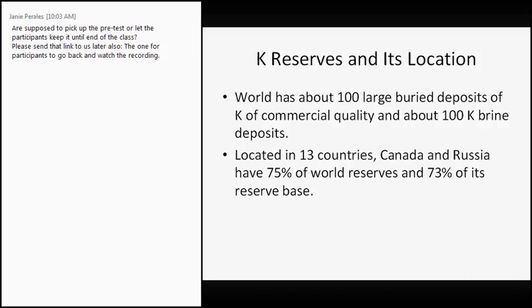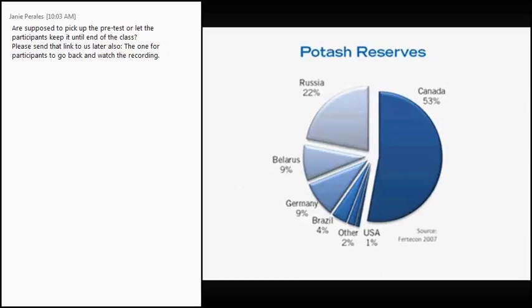It's located in 13 countries, with Canada and Russia having about 75% of the world reserves and about 73% of the reserve basis. So if you take a look at the reserves of potash, you see that Canada's got about 53%, Russia's about 22%, and if you look at the United States, we're down here at about 1% of the reserves. Thank goodness we're friends with Canada, who has the majority of the reserves across the world. And today we get a lot of our potassium out of Canada.